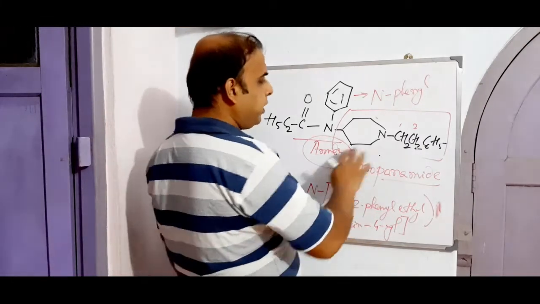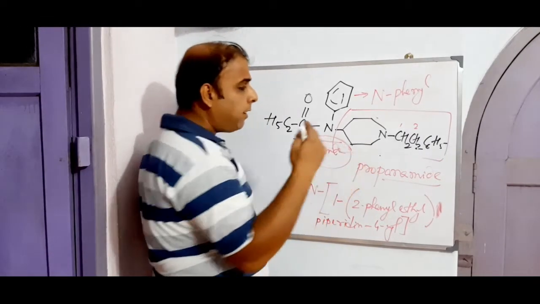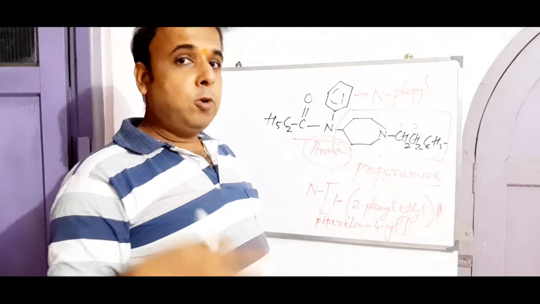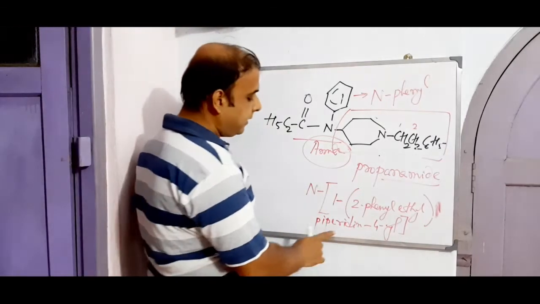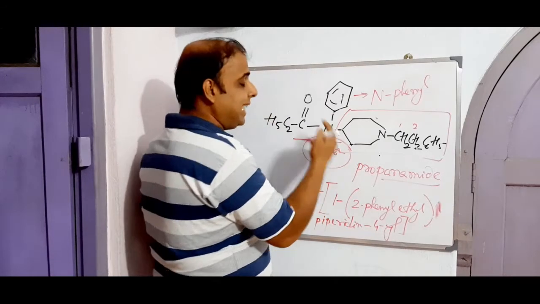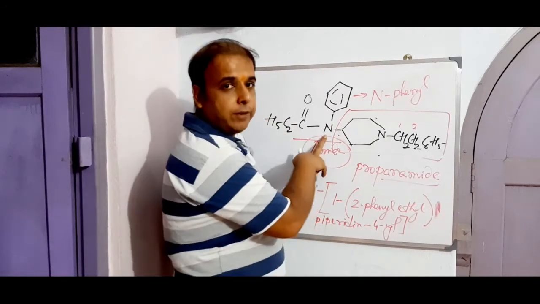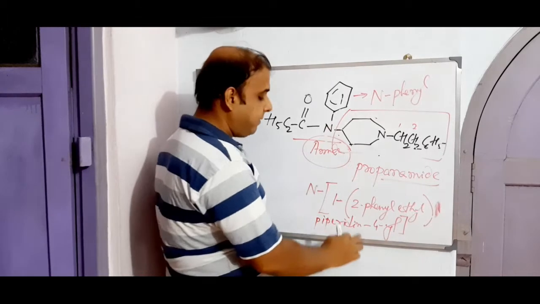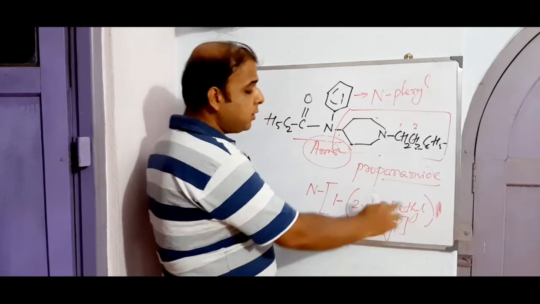And then moving on, the piperidine is not found to be a parent here. The piperidine is found to be a substituent here. That is why I have written here piperidine 4-aryl, because it is the 4th carbon that is directly connected to this nitrogen. So we are done with this.